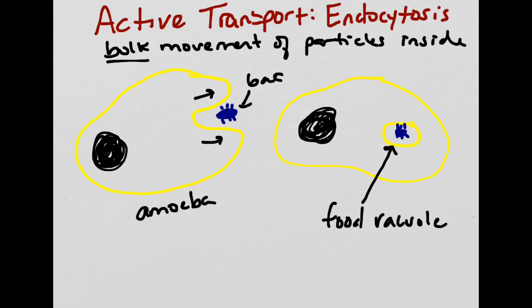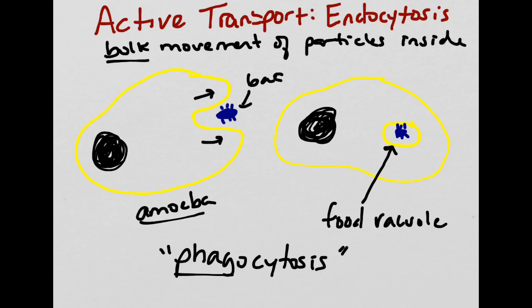There is another type of endocytosis that we talked about. We would call this phagocytosis. Okay, phago means to eat. And this critter, this amoeba, would be called a phagocyte, a cell that eats.